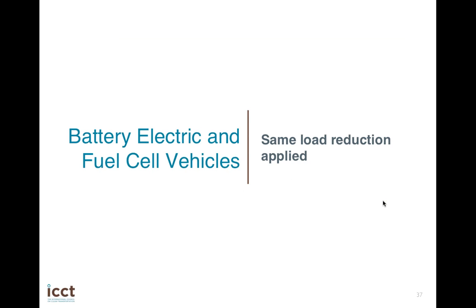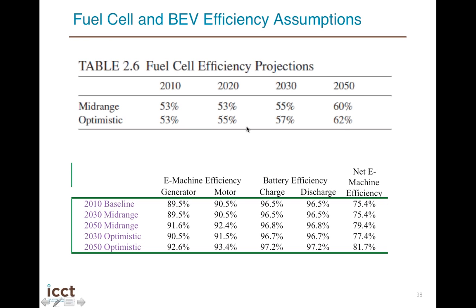Battery electric fuel cell vehicles, these of course had to be done completely independently. We did apply all the same reduction assumptions about load reduction to them. The first table is the fuel cell efficiency projections for mid-range and optimistic case. These are rather conservative. We've seen projections by other people that say that the fuel cell can do better than that. The theoretical limit is over 80%. But we assume that much of the improvements in fuel cells in the future would be devoted to cost reduction, and therefore that the efficiency may not improve quite as much as that. The table on the bottom is all the generator, motor, and battery efficiencies. These are identical to what we used for the hybrid case.